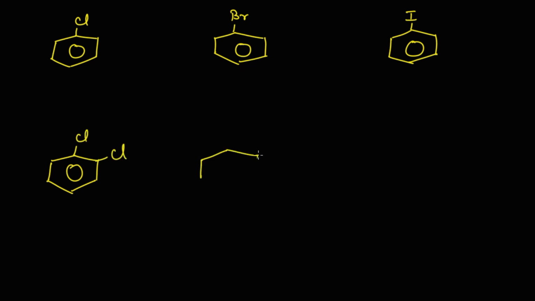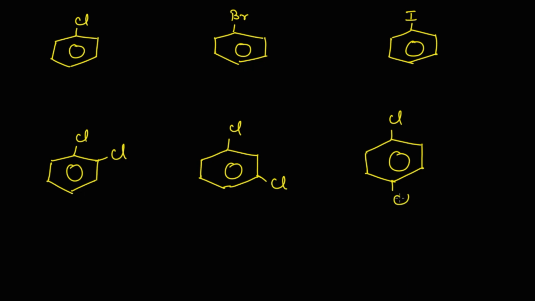In the same way, this one. To the benzene ring, here one chlorine and in this position, one more chlorine. Here one chlorine and here one chlorine. Let's name these structures. This is chlorobenzene. To the benzene, chlorine is attached. So it is known as chlorobenzene.